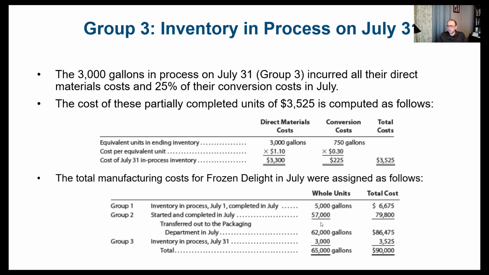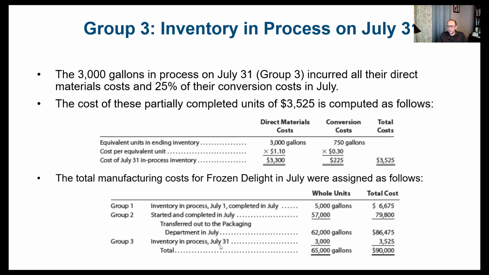Group 2, we have 57,000. These were started and completed for a cost of $79,800. So the total transferred out to the packaging department in July is 62,000 gallons for a total cost of $86,475.